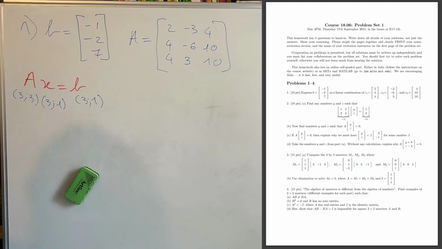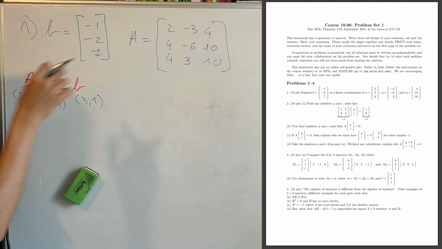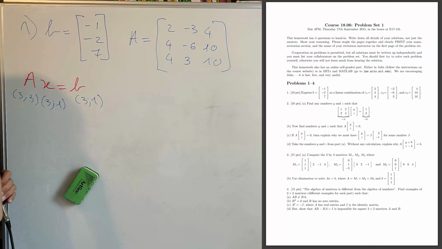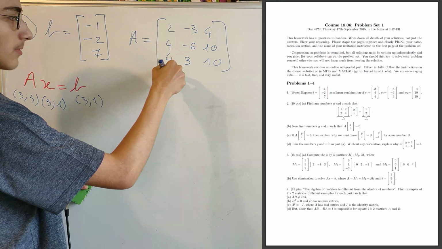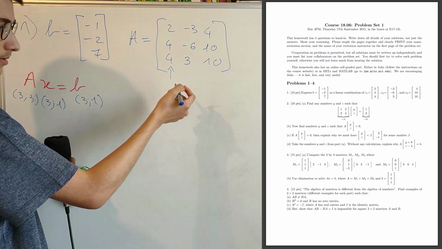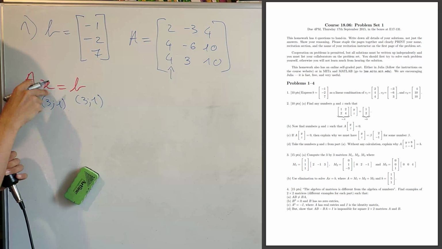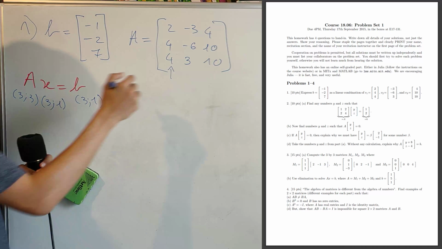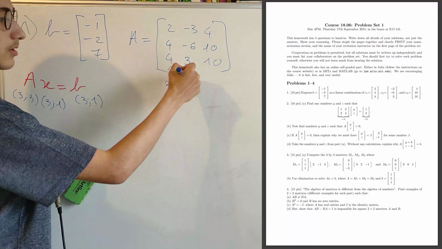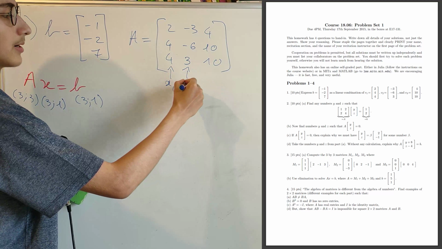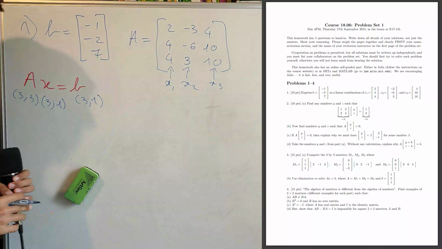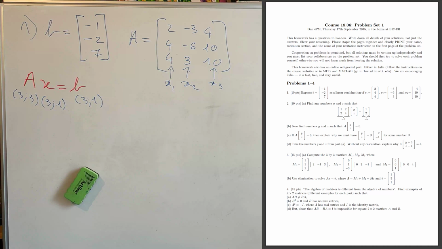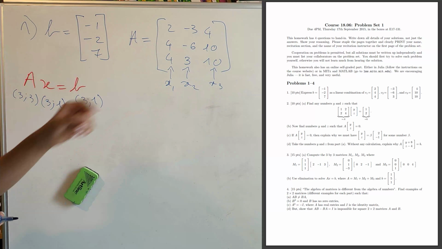Great. A, we know what it is. B is this. So if you look at A, we need to multiply the first column by x1, and the second column by x2, and the third column by x3, and we need to add them up at the end. So x1 is 2, 4, 4. Here we have minus 1, minus 2, 7.